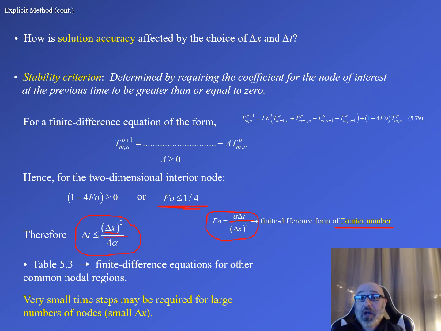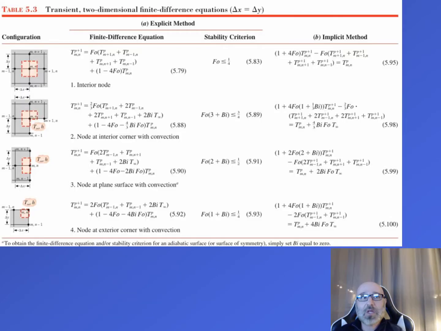Next, let's take a look at our table 5.3, where we can look at our finite difference equations for some common nodal regions. So looking back at our table 5.3 in our textbook here, we have our transient two-dimensional finite difference equations. For the case, pay attention here, that our delta x is equal to delta y. So we can see these different configurations right here.